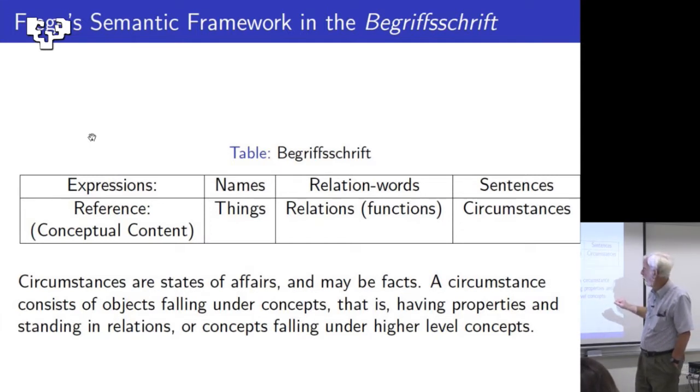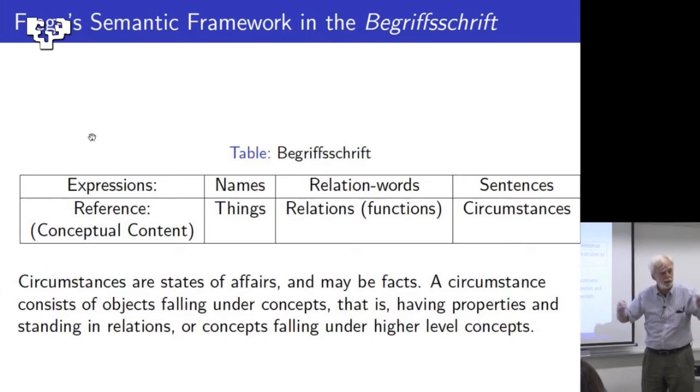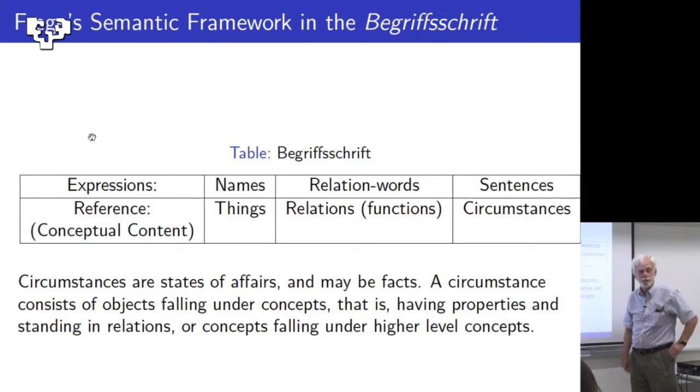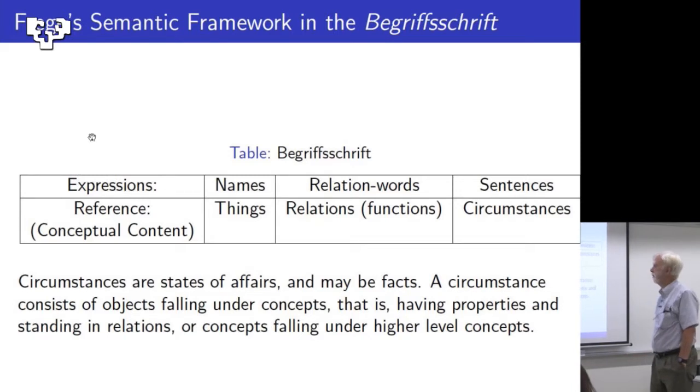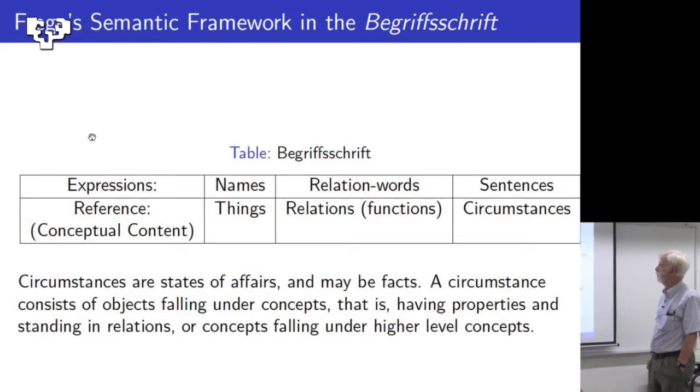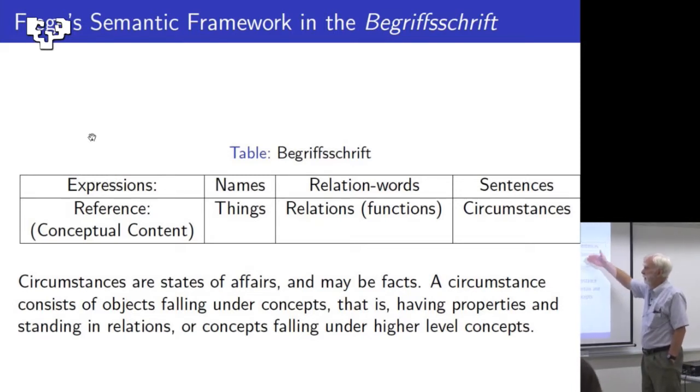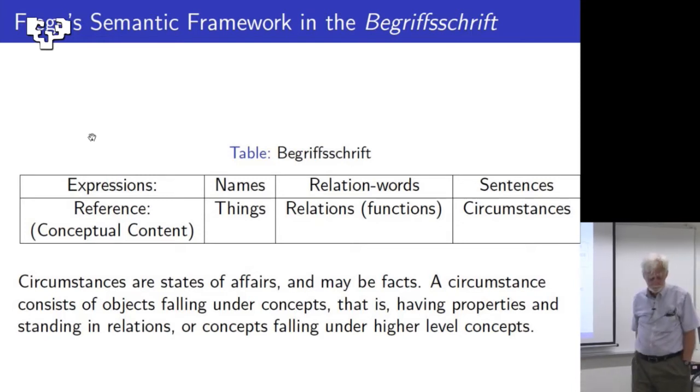And that term also comes up in the more obscure German philosophy of the same era. A circumstance is an object having a property, or an object standing in a relation, or a relation or a concept falling under a higher level concept. Great stuff from Frege. Maybe not the last word on all this stuff, but one of the first clear words. And this is the Begriffsschrift. Okay.